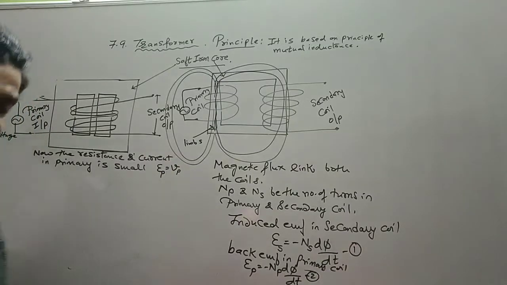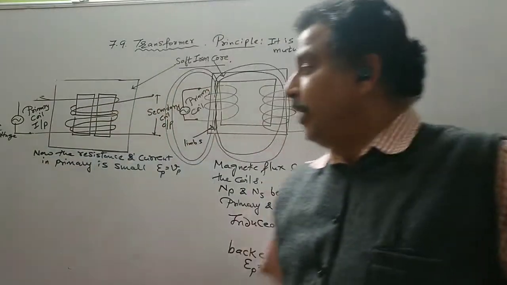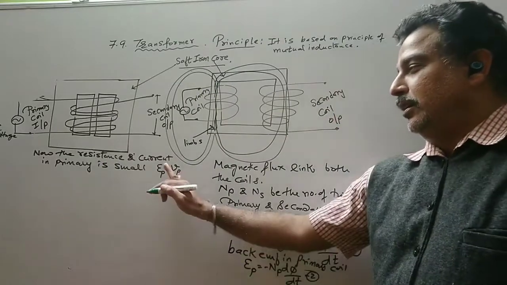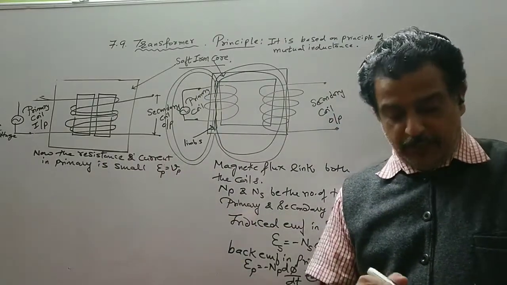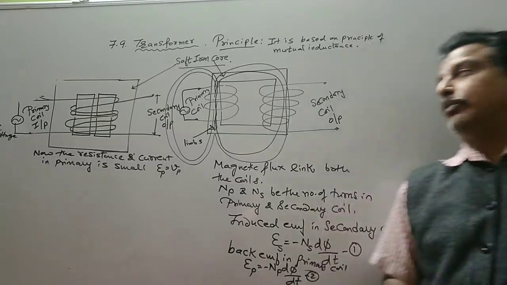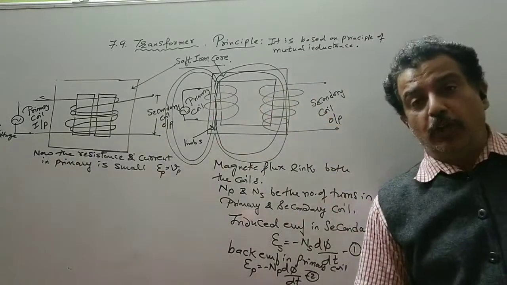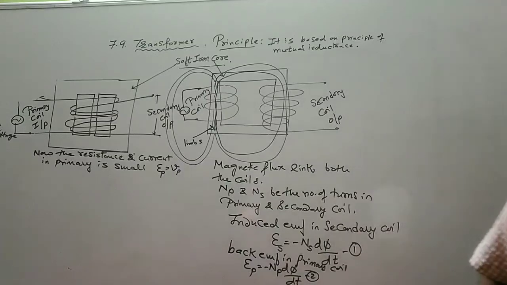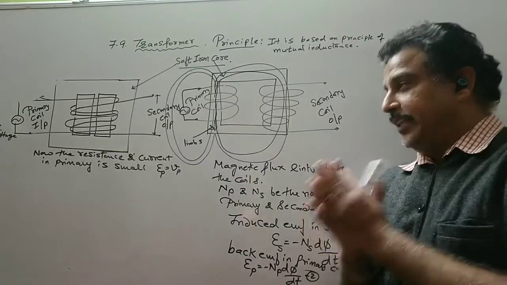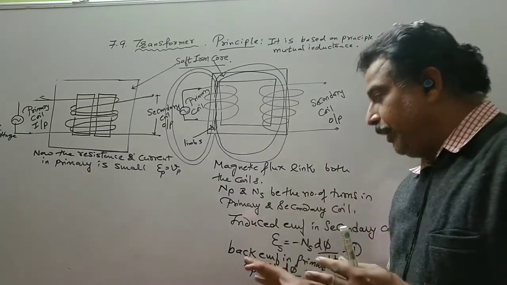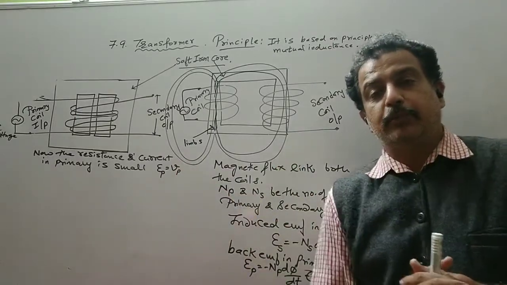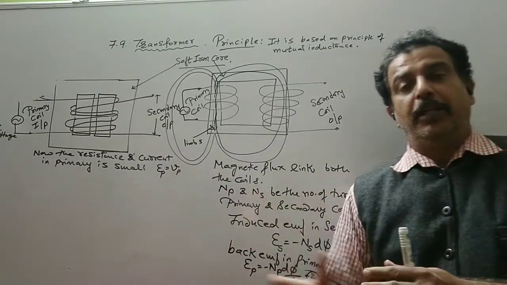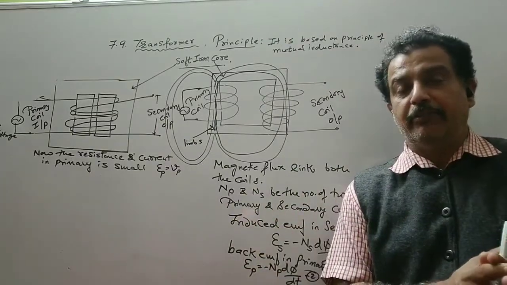So EMF is replaced by the voltage or terminal potential difference. Now we know that it is not possible that the resistance of the coil is zero. So if there is some resistance, then EP will be equal to Vp, that we know from the concept of the terminal potential difference and EMF.